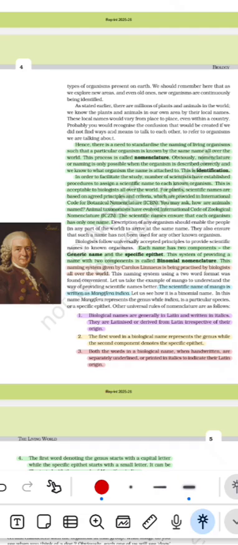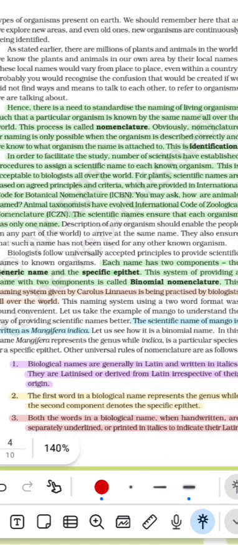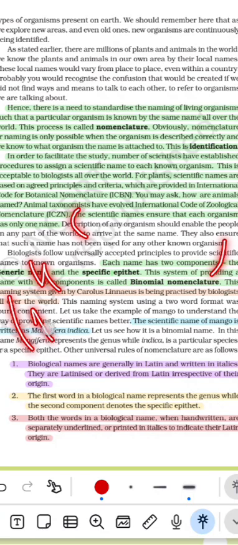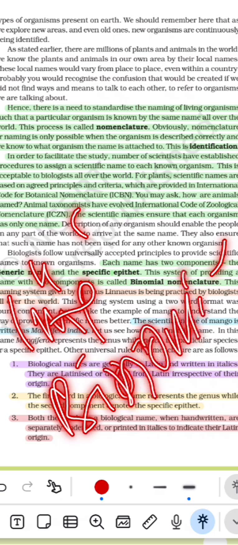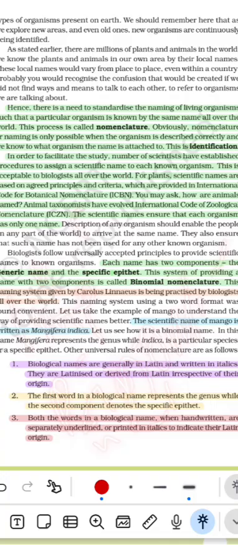Okay, let's start, boys and girls. Description of any organism should enable people in any part of the world to arrive at the same name. It should also ensure that such a name has not been used for any other known organism. So this is also an importance of binomial nomenclature.